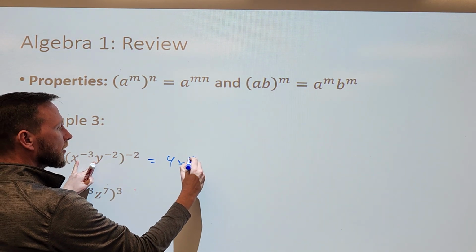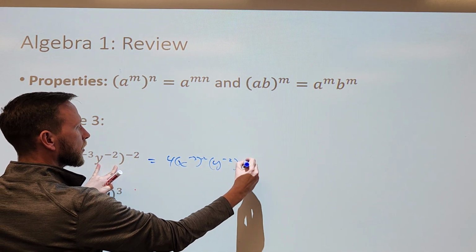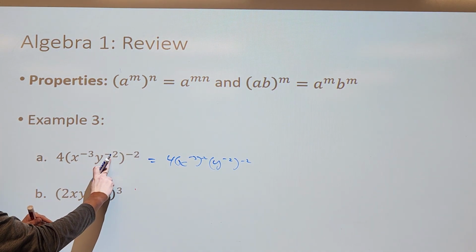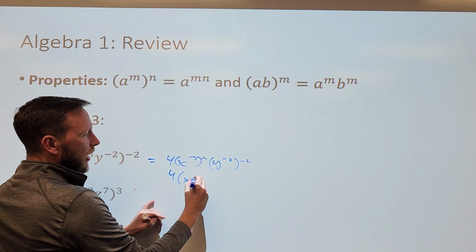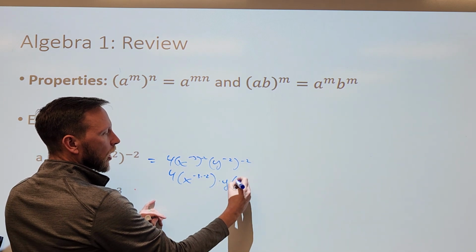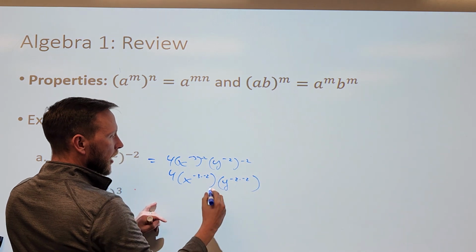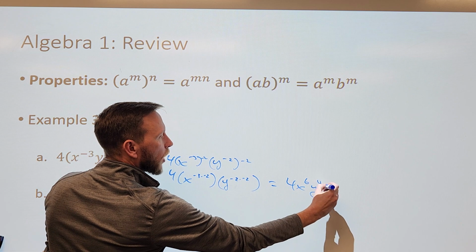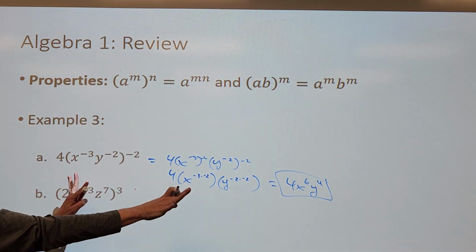So I have x to the negative 3rd to the negative 2, and I've got y to the negative 2nd to the negative 2. I'm giving this exponent to the x to the negative 3rd, and I'm giving the exponent to the y to the negative 2nd. So that means I've got 4 times x to the negative 3 times negative 2 times y to the negative 2 times negative 2. And so that is going to give us 4 times x to the positive 6, y to the positive 4. Notice how the number in front didn't get the exponent, so we're not going to mess with it.